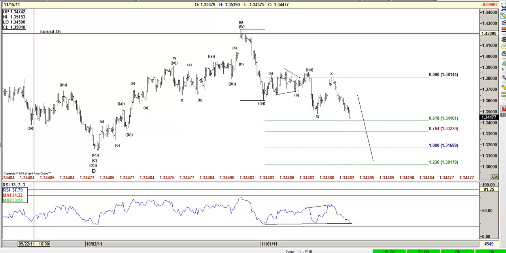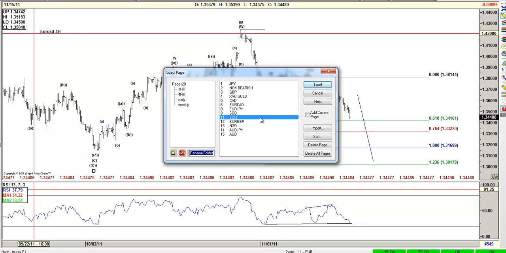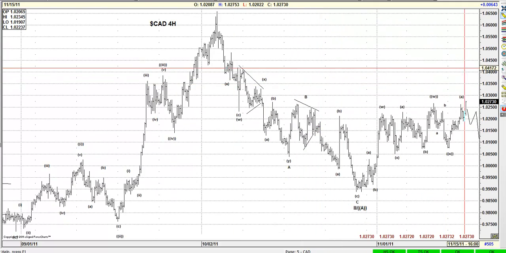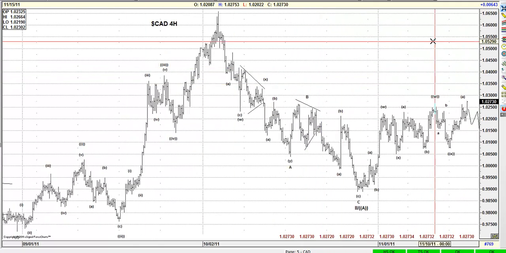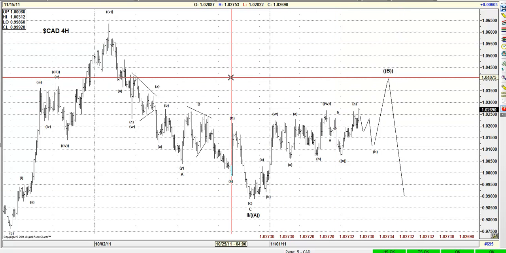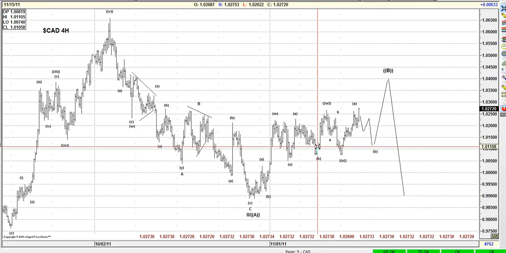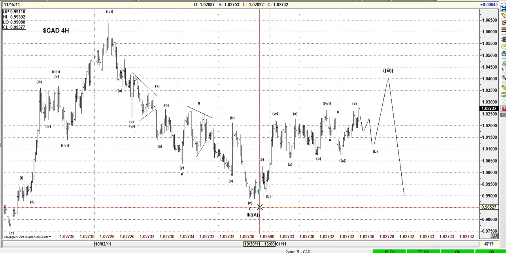Now, let's move on to the dollar CAD. Why the dollar CAD? Because the dollar CAD, if you take a look here, looks very contracting in the middle. Now, the dollar CAD, you can look at it.